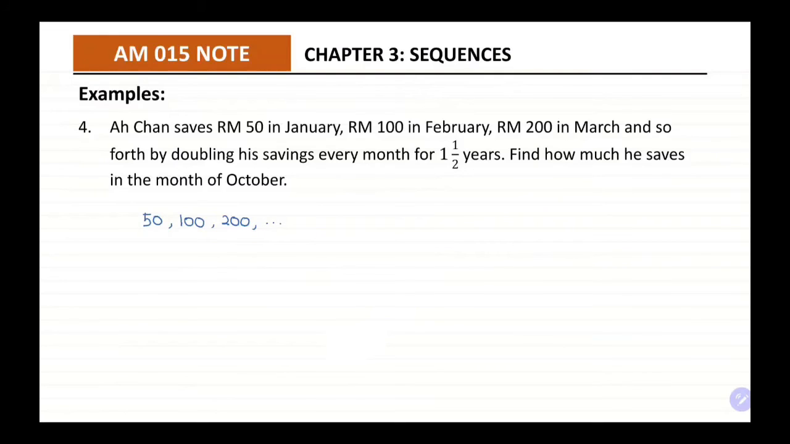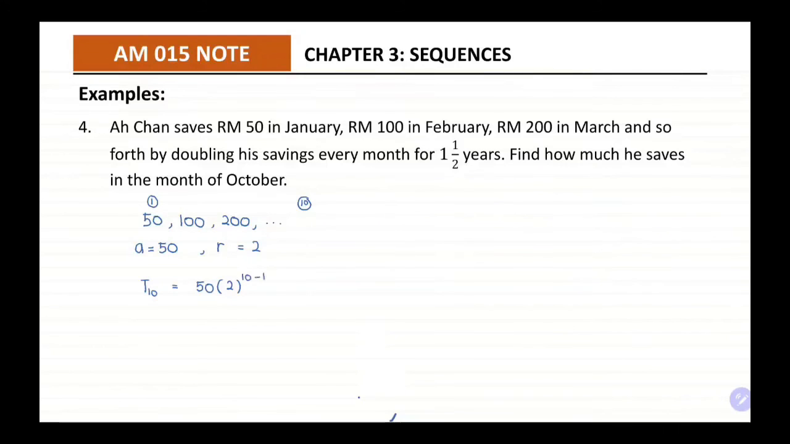From this sequence, we can find a is 50. Since it is doubling, we use geometric. The common ratio r is 2. Now the question asks to find how much he saved in the month of October. This one is January, the first month. Now we want to find the month of October, which means the 10th month of this year. So we find T10. For T10, we use the formula for geometric, where a is 50, r is 2, power of 10 minus 1.